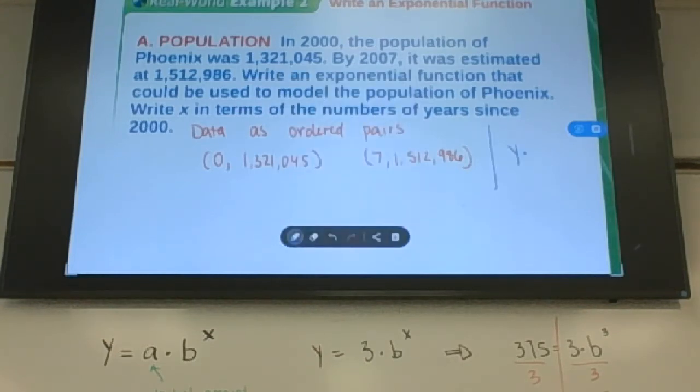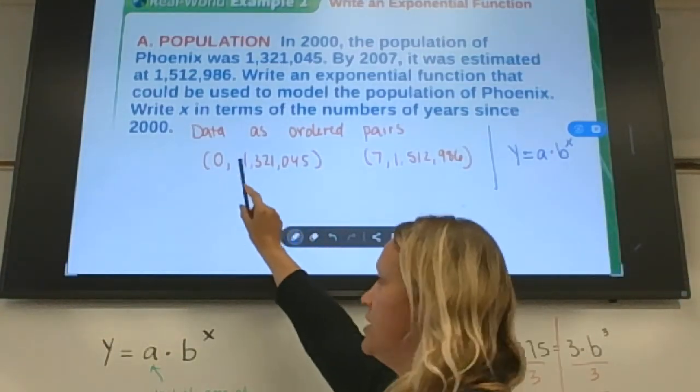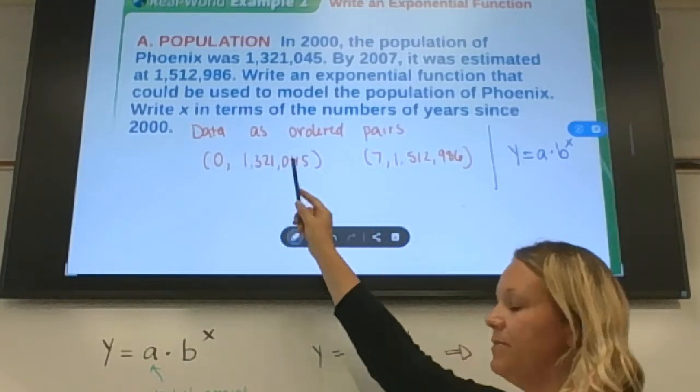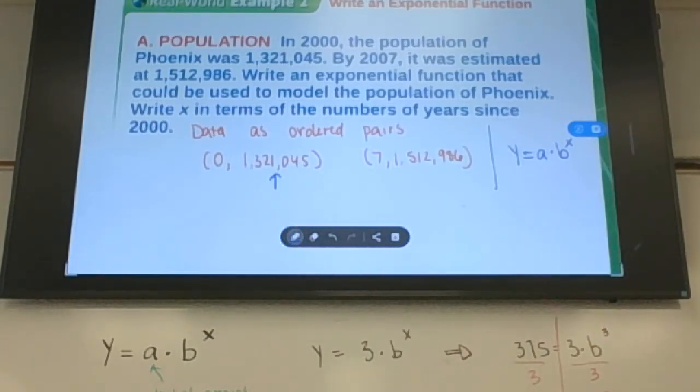And this is our model for exponential functions. Keep in mind that wherever the 0 is, that's your initial amount. So our initial population is here, and the initial population goes in the A spot. So I'm at y equals 1,321,045 times the base. We don't know the growth factor. That's what we're searching for: by what percent did the population grow? Put an x there.